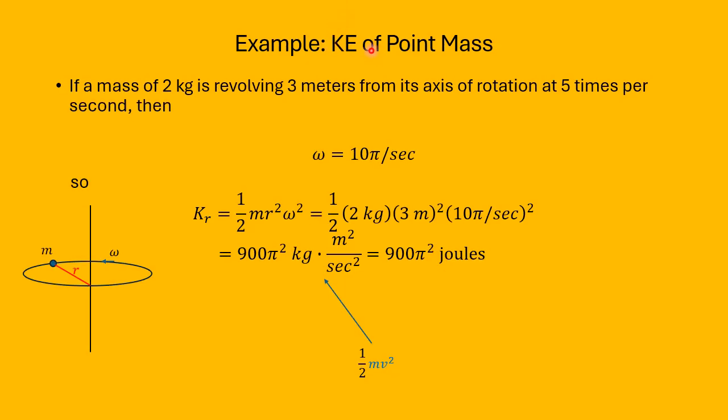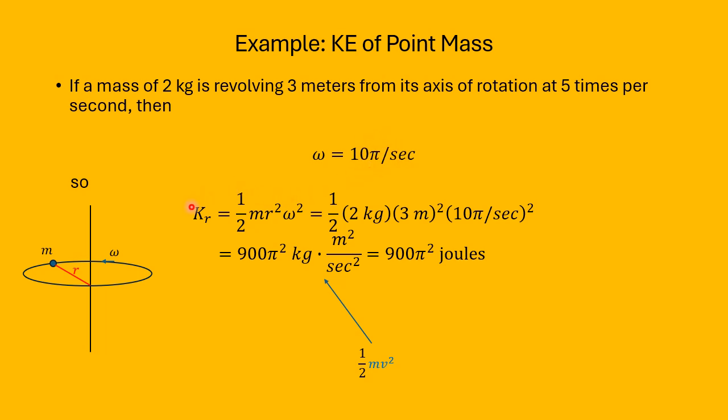Here's a short example of these concepts. Suppose we have a mass of 2 kilograms that's revolving 3 meters from its axis of rotation at 5 times per second. Then omega is going to be 10 pi radians per second. Every second, this mass goes around the axis 5 times. 5 times 2 pi is 10 pi.